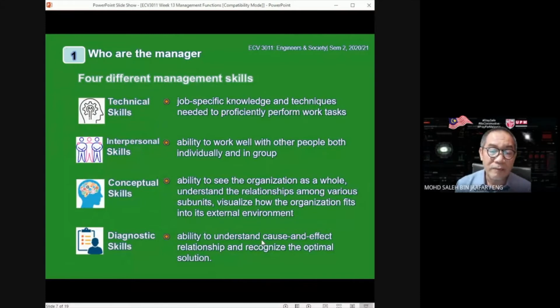So these are four of what I consider to be very important management skills that we need to have.